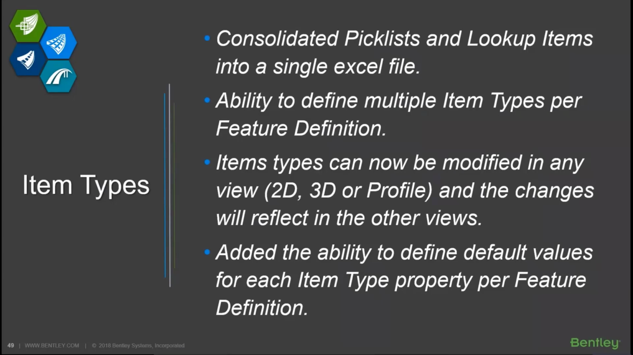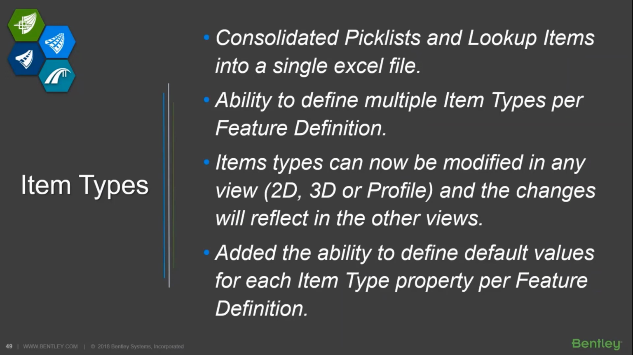The other thing we did, which is huge: in the past, for example, if you added an item type to the 2D element and you wanted it on the 3D, you would have had to go add it to the 3D. They didn't recognize one another. If you had modified the property of the 3D, you'd have to go modify the property of the 2D. We've changed all that so that item types can now be modified in any view, the 2D view, the 3D view, the profile view, and those changes are automatically going to reflect in other views.